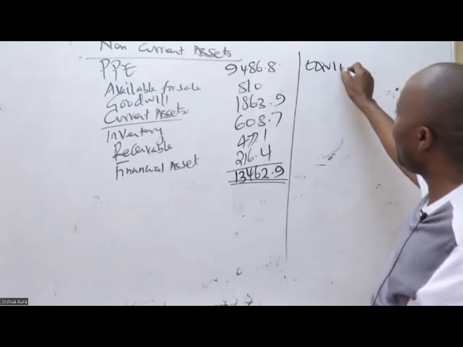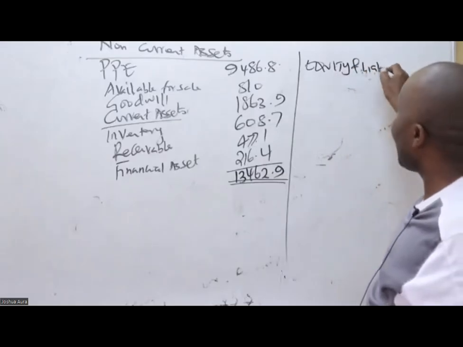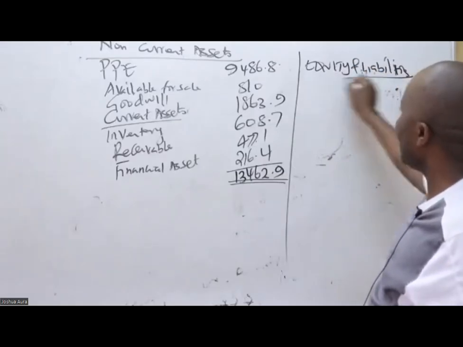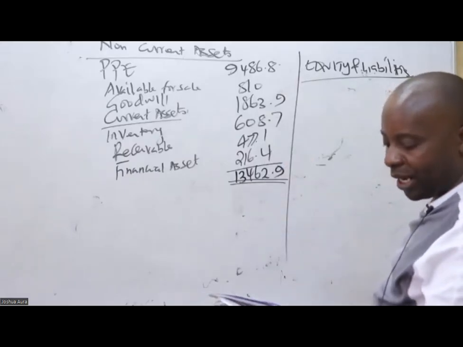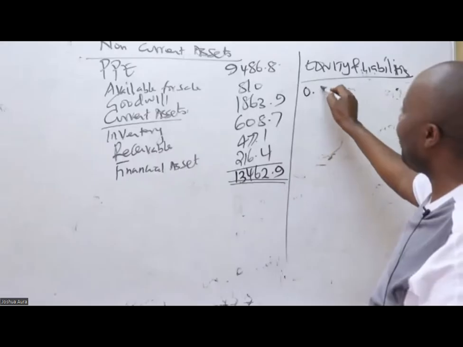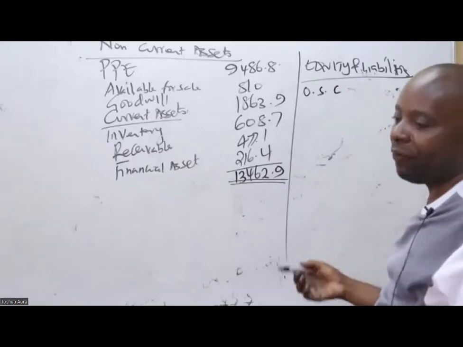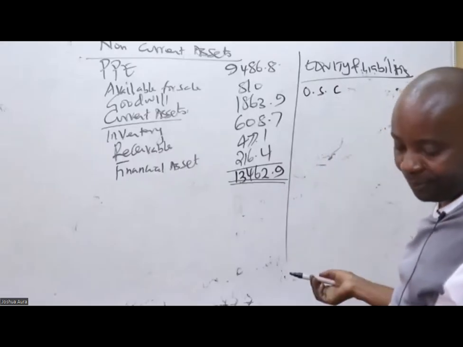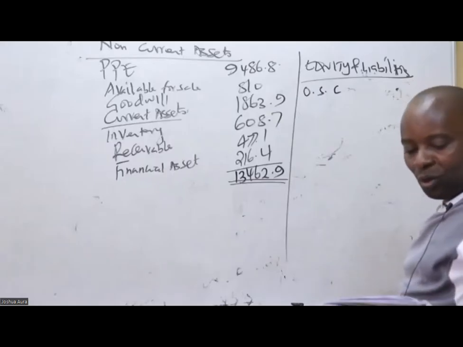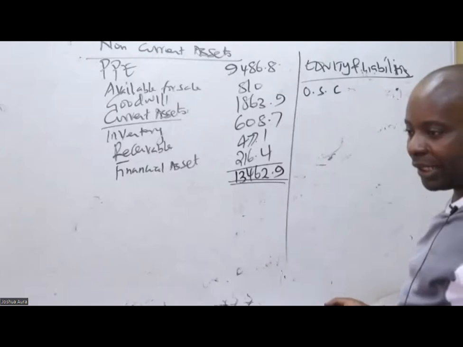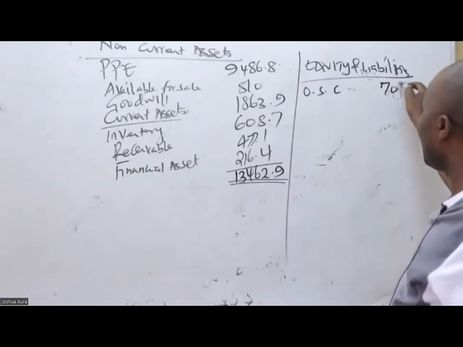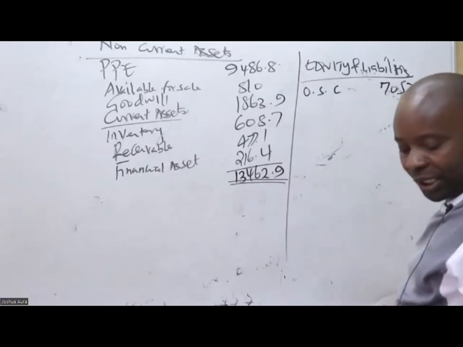So we have here equity and liabilities. For equity and liabilities, what do we have? We have ordinary share capital. Could you kindly remind me the figure that we had said you write down? Ordinary share capital. What figure do we have there? If you're remembering this, 7052. That's ordinary share capital.